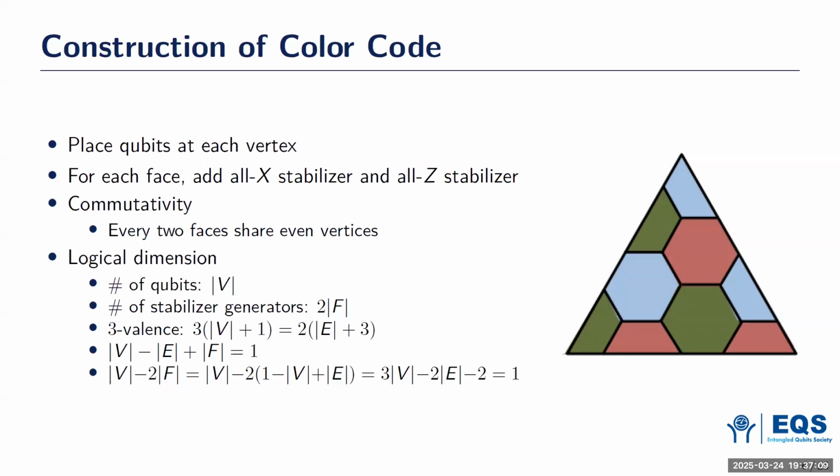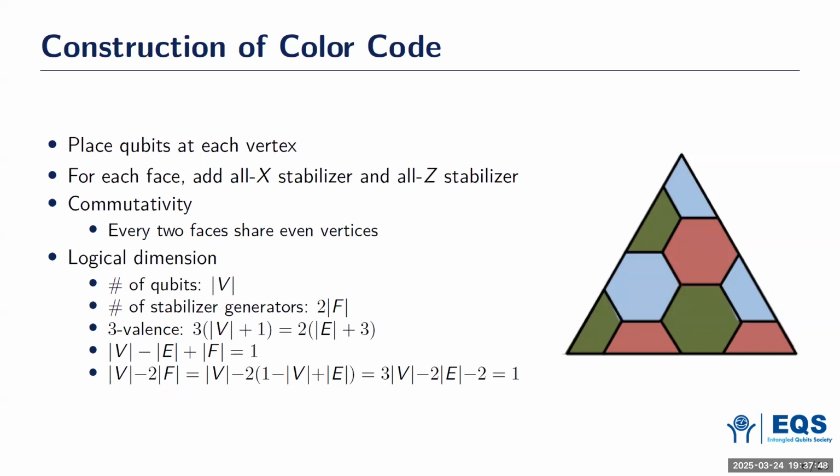Now let's think about the logical dimension of this code. If there is no stabilizer constraint, the dimension will be 2 to the V. And for each independent stabilizer generator, the dimension is divided by 2, into the states with eigenvalue plus 1 and the states with eigenvalue minus 1. And in this case, there are 2 times F stabilizer generators. So we can say that there are V minus 2 times F logical qubits.